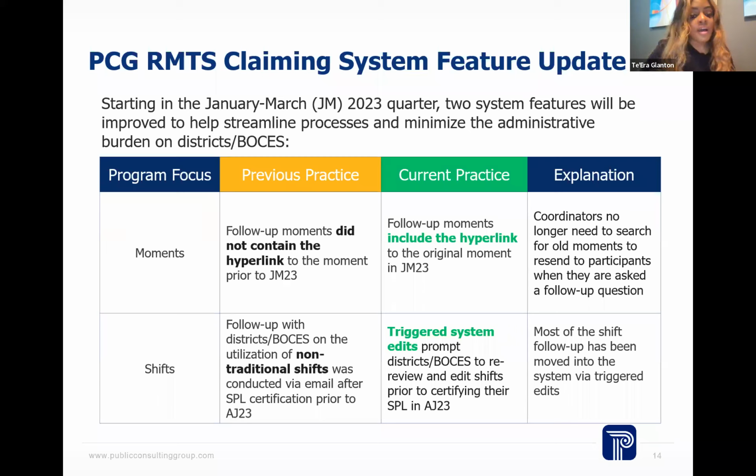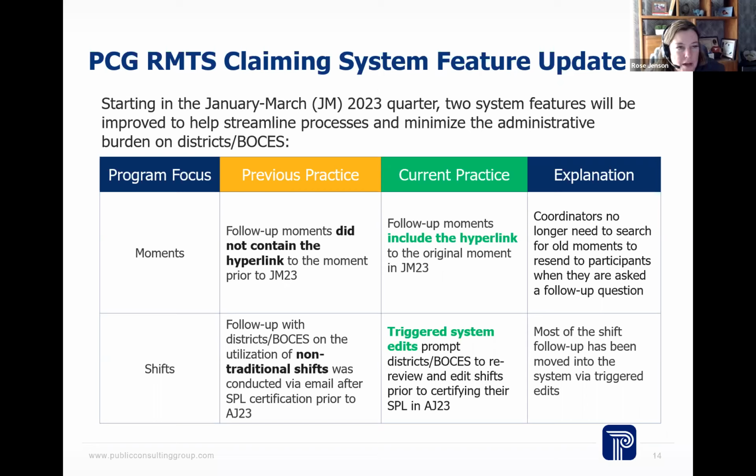For shifts, now, whenever you go in and you start working on your staff pool list for your state opened February 1st, you will be able to see that once you go and certify, the system will trigger you to go back and either edit or review your shifts just to make sure that they're accurate. So if you get something that's outside of normal business hours, you'll definitely receive a prompt to go back and just make sure that what you've entered was correct. So you should be seeing that implemented for the AJ23 staff pool list. Yeah. So that'll be something new.